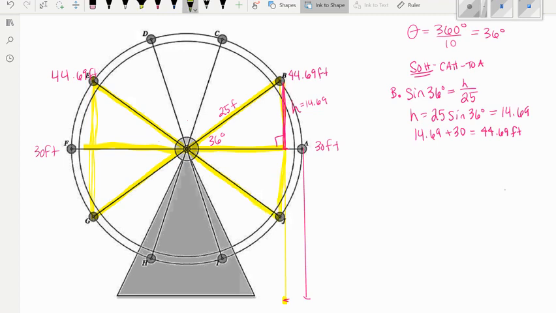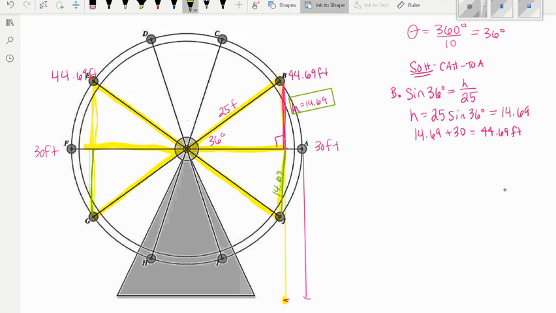So now we need to figure out again what the distance off the ground is. How do we figure that out? Well, we know that this green line we found from before was 14.69, right? So this is 14.69. And the distance from the ground to the center is 30.